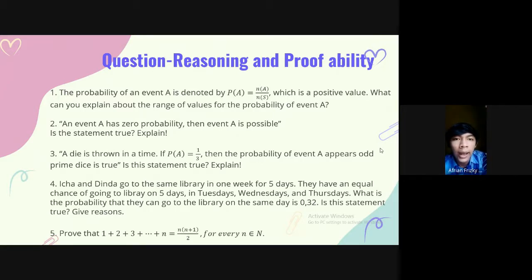The third, a die is thrown one time. If P(A) is equal to 1 over 3, then the probability of event A appears on the dice is true. Is the statement true? Explain. And fourth, Icha and Dinda go to the same library in 1 week for 5 days. They have an equal chance of going to the library on the 5 days. What is the probability that they can go to the library on the same day is 0.32. Is this statement true?